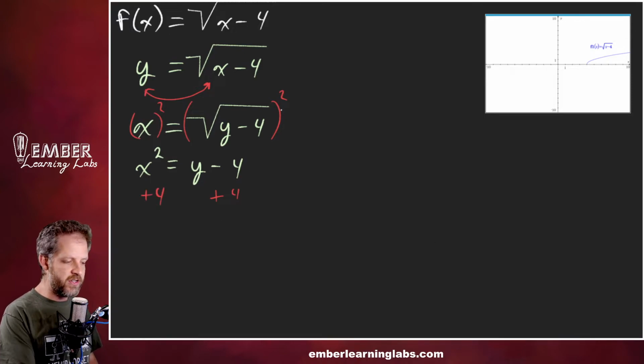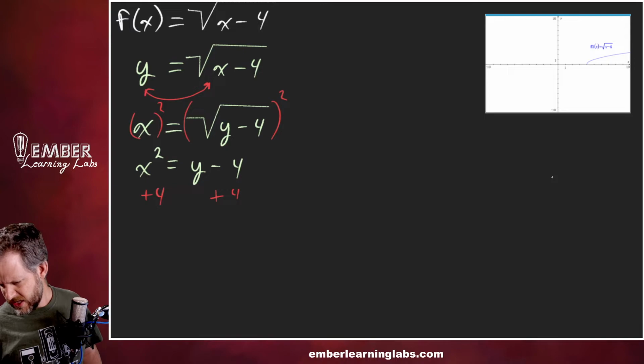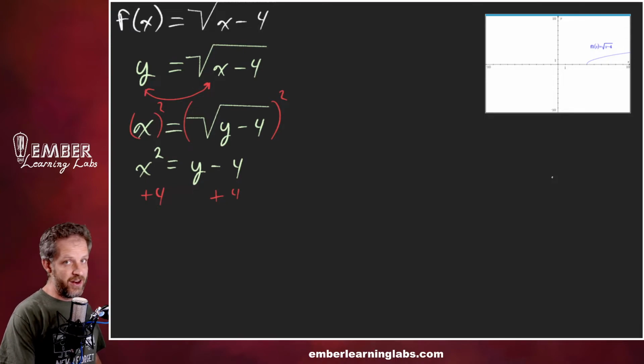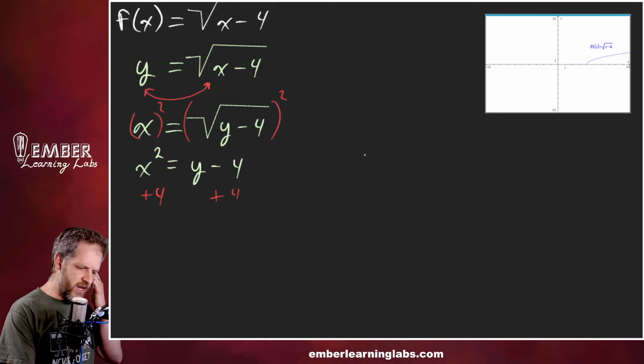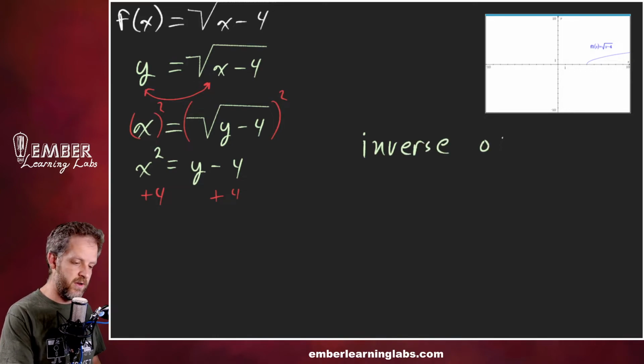So the inverse of... Oh, I don't think I notated that. I'm telling you, folks. The notation for inverse is a little bit weird. So the inverse of f of x. Let's write this all out in words. The inverse of f of x is this symbol.